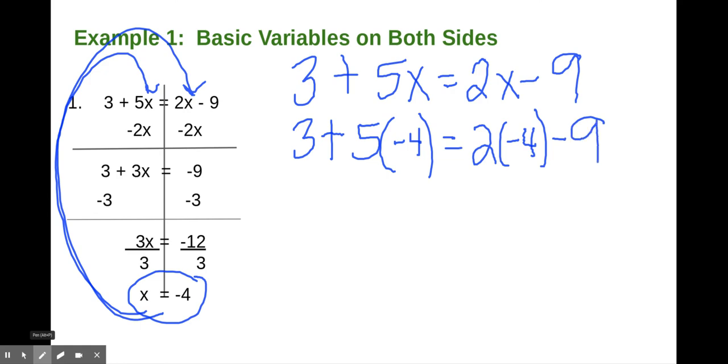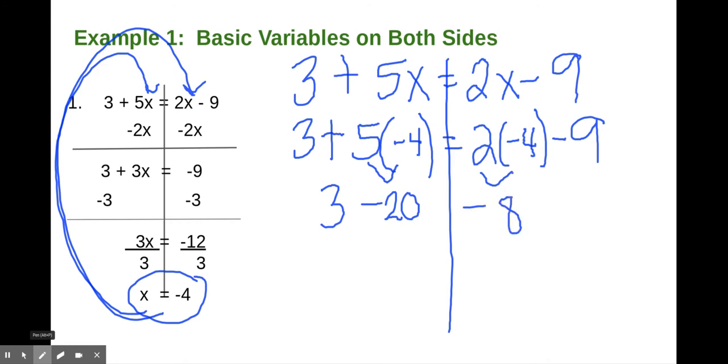Okay, so I'm going to draw my line going down so that you can see the left side versus the right side. So now on my left side here, order of operations tells me I have to multiply first. So when I multiply 5 times -4, I get -20. So that's 3 minus 20 over on my left. And on my right, 2 times -4 is -8. And then I have -8 minus 9.